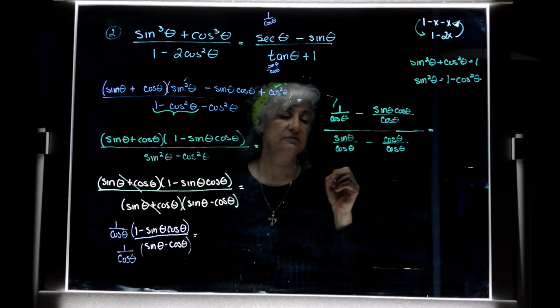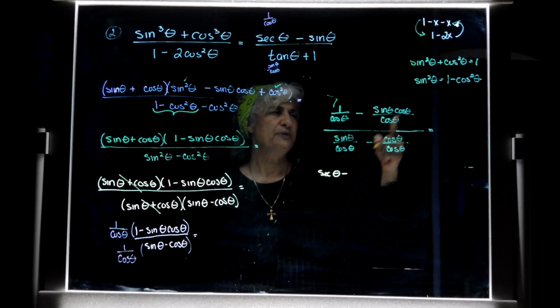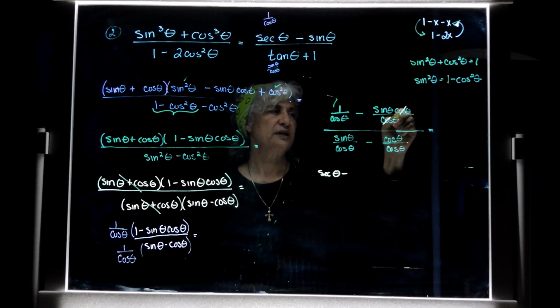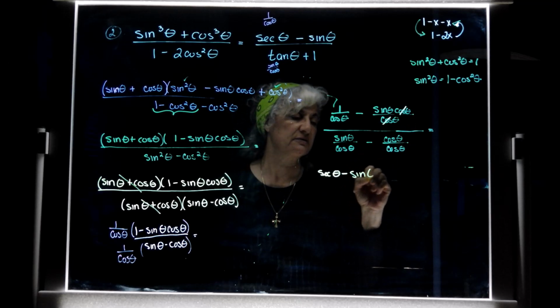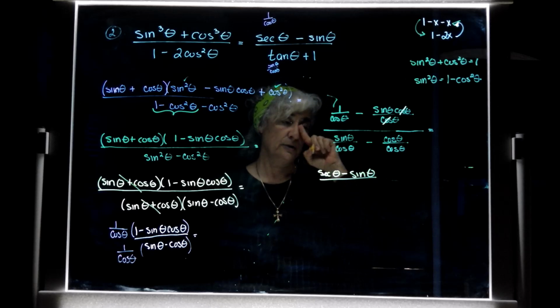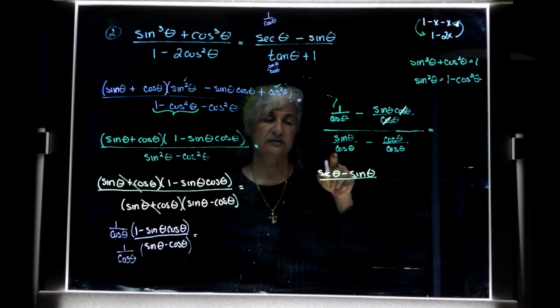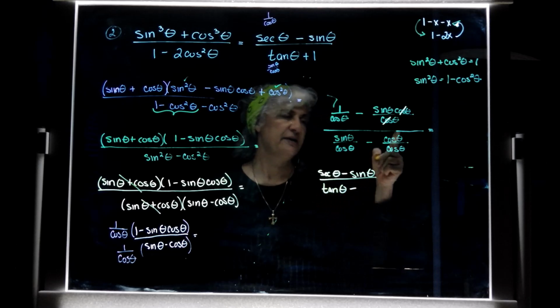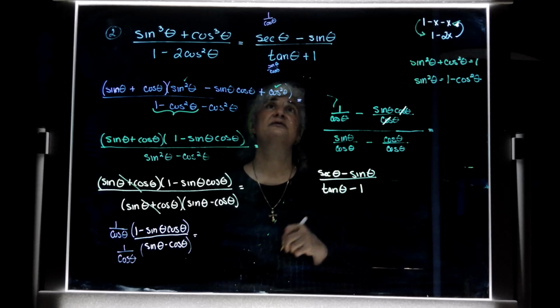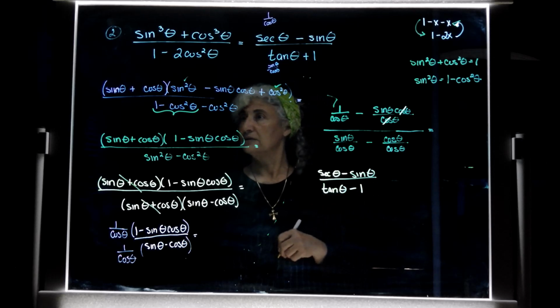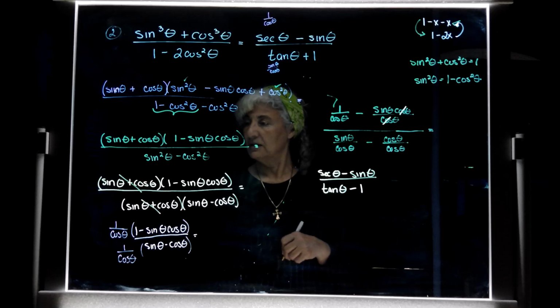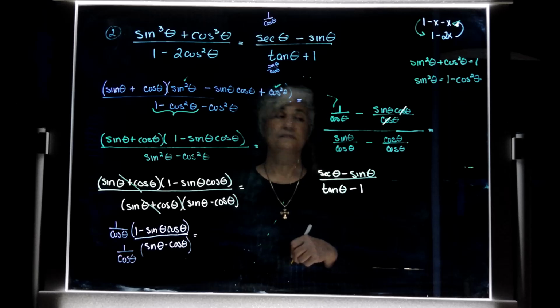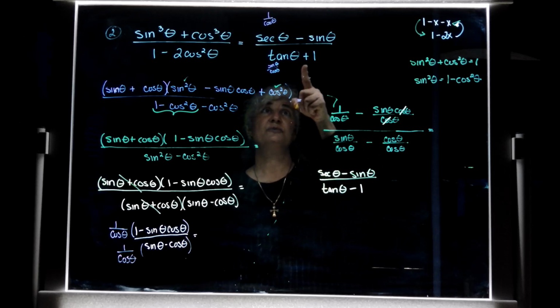What's 1 over cosine? That's just secant. What happens on the second one? The cosines drop and it leaves me just sine. Okay, what's sine over cosine? Tangent. And cosine over cosine is 1. I think I made a mistake somewhere. Because I have a minus 1 and that should be a plus 1.